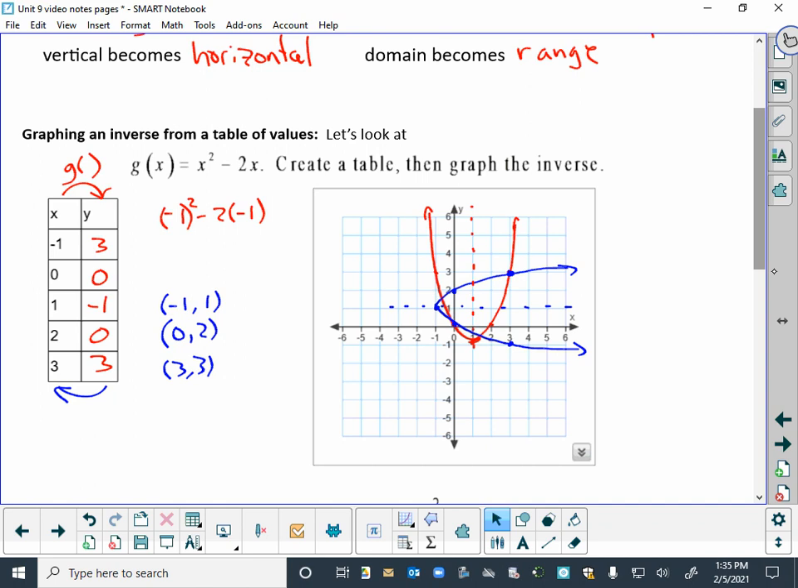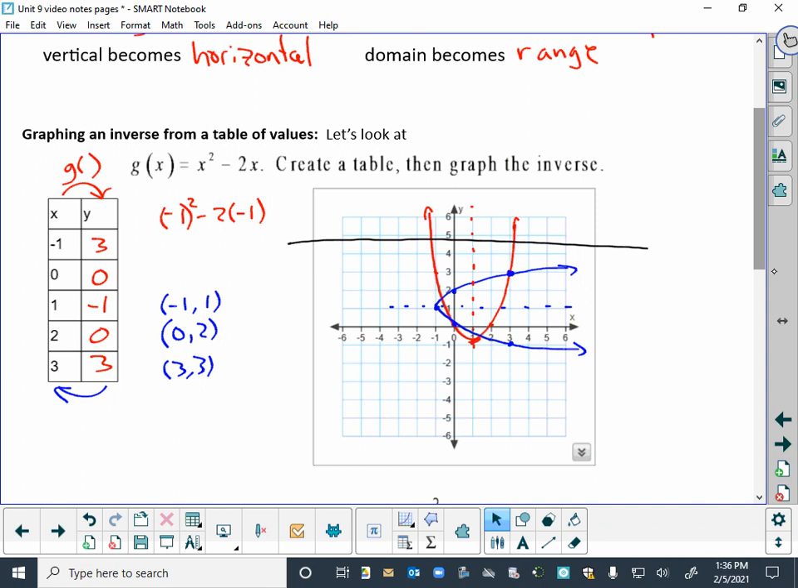And basically we test that on the original function with a horizontal line test. Because when we switch the horizontals and verticals and talk about inverses, then that horizontal line test will become a vertical line test, right? To see if the inverse is a function. So if a horizontal line crosses a function in more than one place, then its inverse will not be a function.